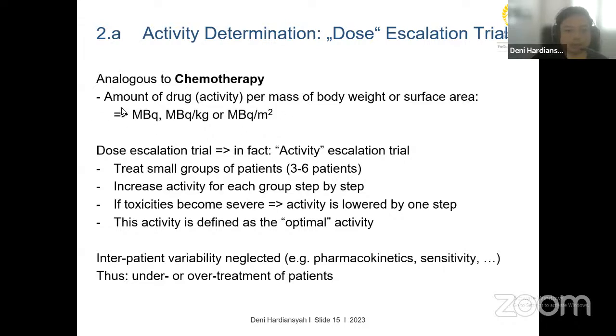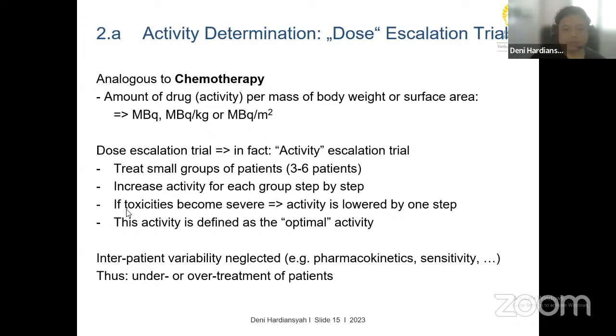How can they come up with this number? They perform what we call dose escalation trials, or in fact, actually this is an activity escalation trial. How do we do it? Basically they perform this for many patients, and then they create different groups of patients. For each small group, we have around 3 to 6 patients. Then for each different group, we inject a certain amount of activity, and then we increase the activity for different groups step by step.